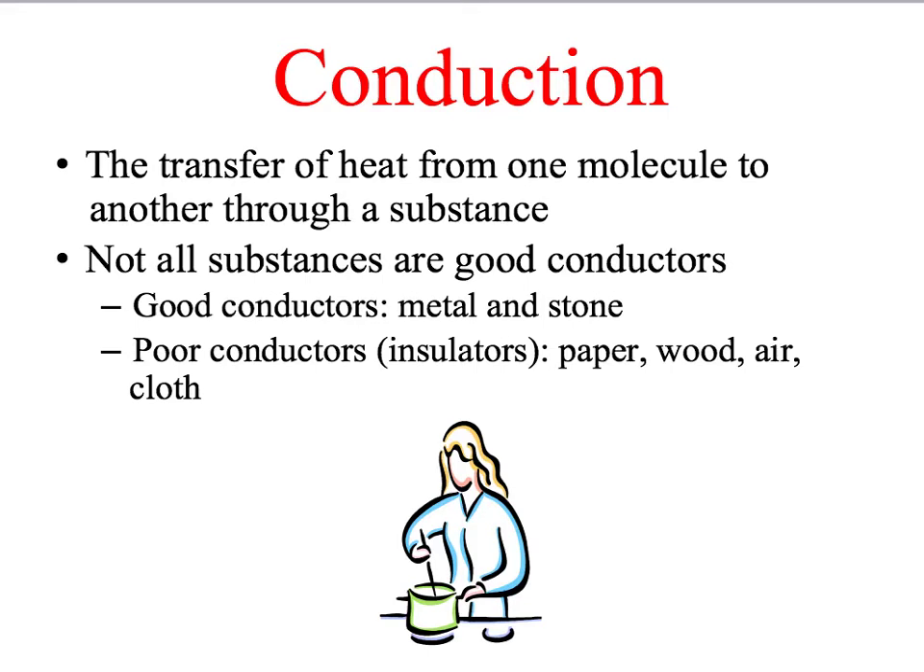Not all substances are good conductors. Remember that a good conductor is something that can conduct heat, like metal or stone. Poor conductors, which are also known as insulators, include paper, wood, air, and cloth.